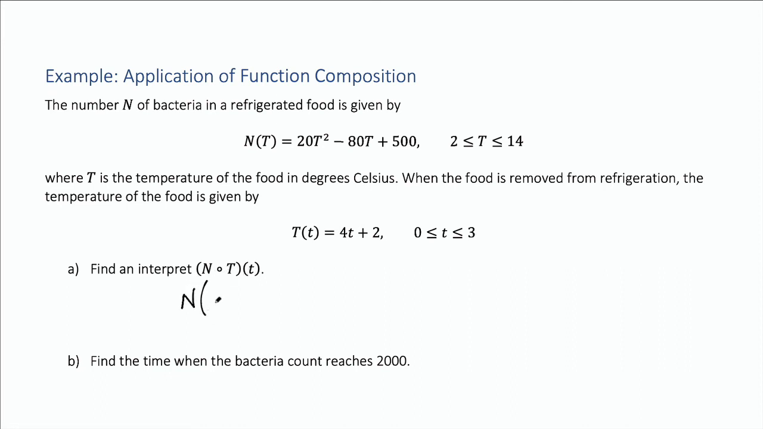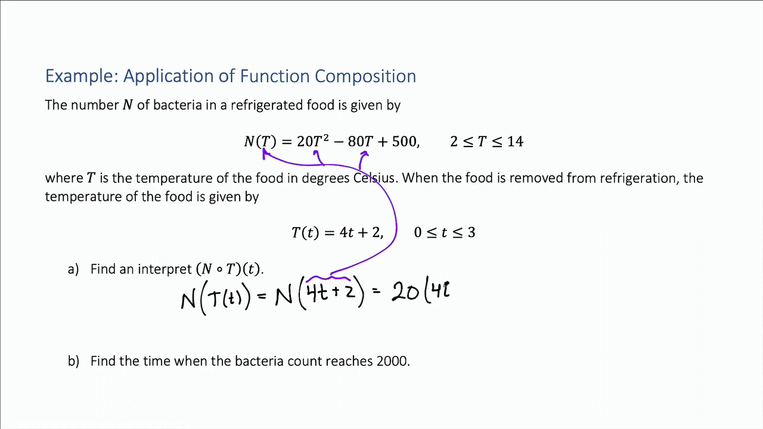So this is N of T of t. So this is N of 4t plus 2. And now we take that and we use that as the input for our N. So that's going to come in, and every t that we see is going to be that 4t plus 2. All right, so we've got 20 times (4t plus 2) squared minus 80 times (4t plus 2) plus 500.